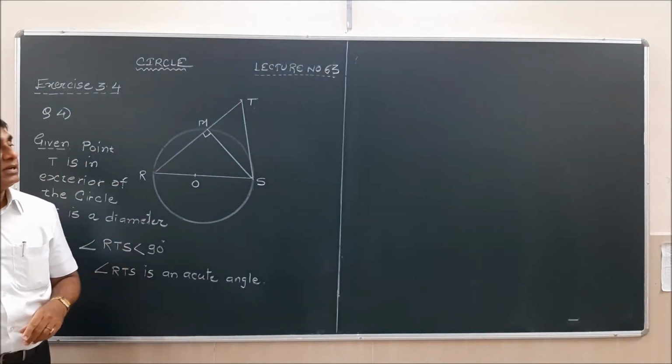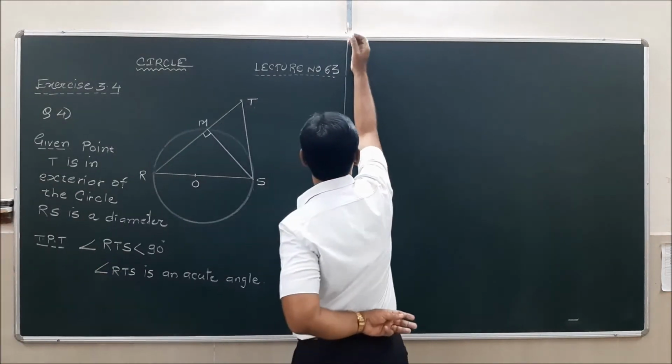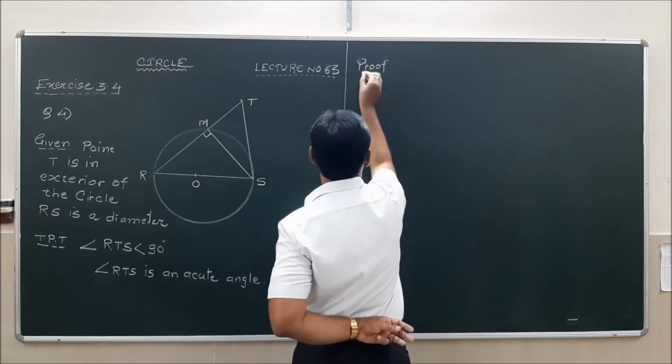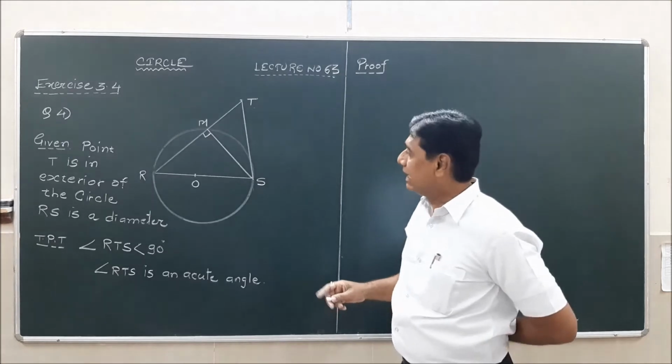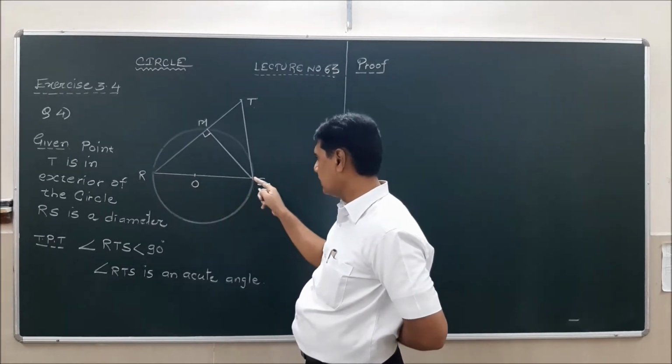Very important property is that. Okay, let's begin the proof. Very important property: the angle subtended by a diameter. Subtend means what? RS is a segment.